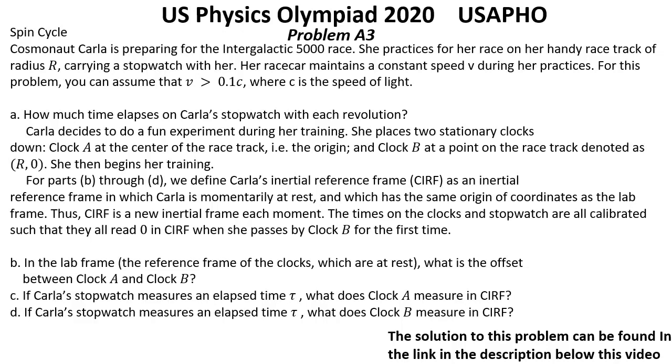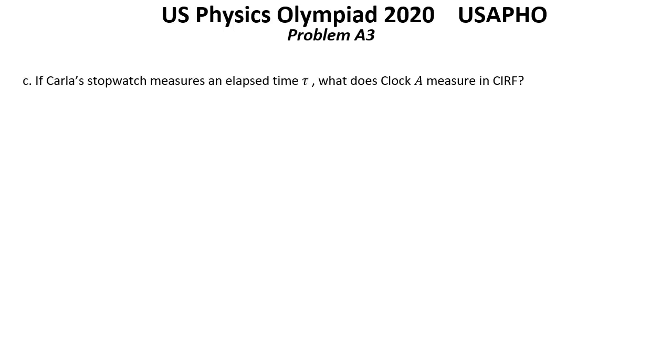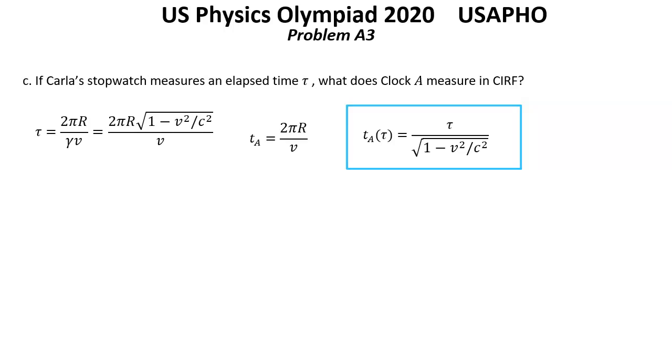Question C. If Clara's stopwatch measures an elapsed time tau, what does clock A measure in CIRF? By symmetry, the speed at which the center clock ticks according to CIRF cannot change. In one revolution, Clara's stopwatch measures this time tau, while the center clock measures 2 pi r over v. So the center clock measures tau over the square root of 1 minus v squared over c squared. That's the solution for question C.